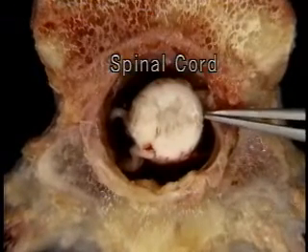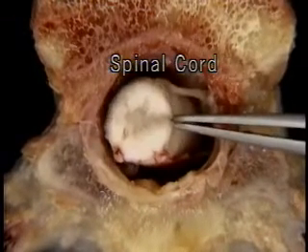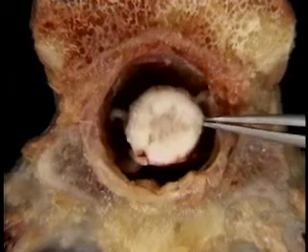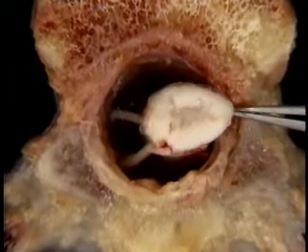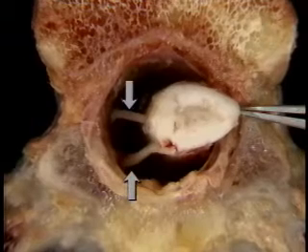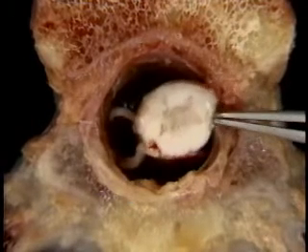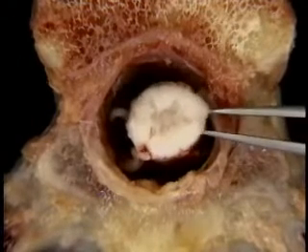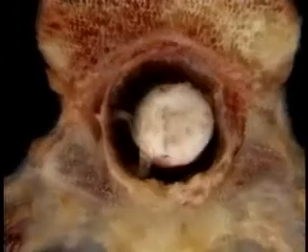Here's the spinal cord. It only partway fills the vertebral canal. On each side there are 2 lines of nerve filaments, one arising from the ventral aspect and one from the dorsal aspect of the cord. These filaments form the spinal nerves, as we'll see in a minute.